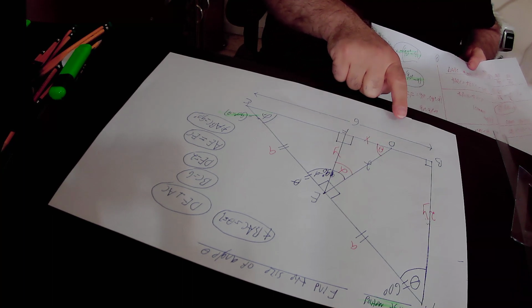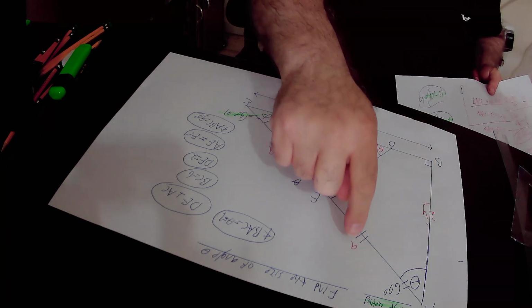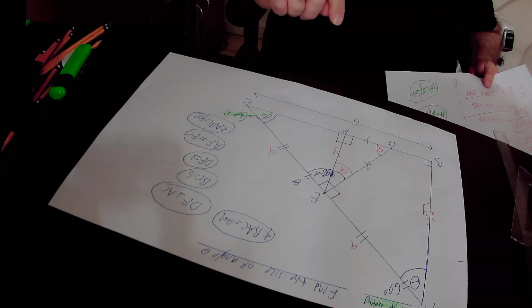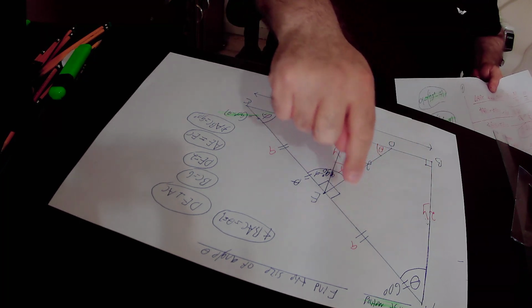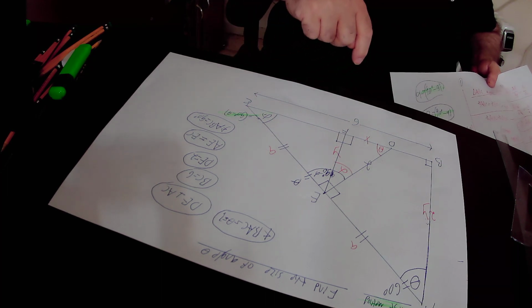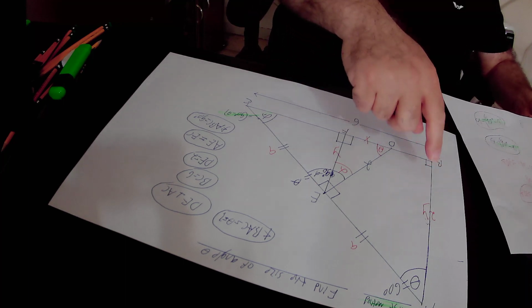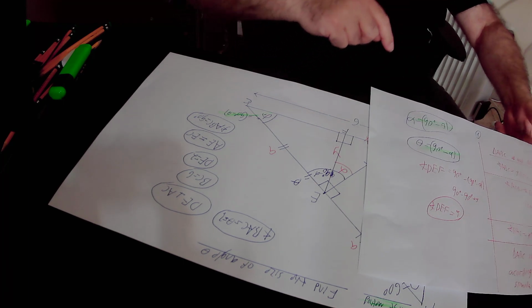Then we define DF as x, EF as y, we define AE as a, and EC as a. Why? Because AE equals EC, so if AE equals a, then EC must also equal a. Then we proved that the right triangle ABC is similar to the right triangle EFC. Okay?